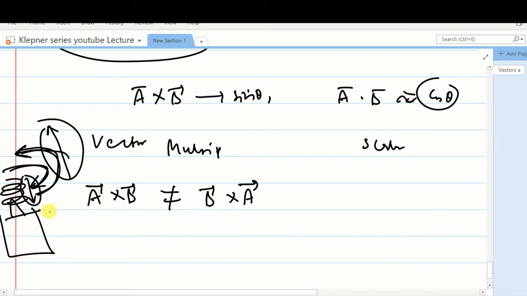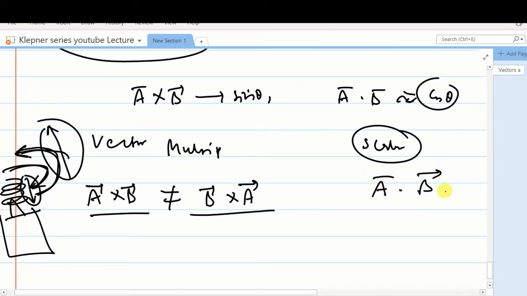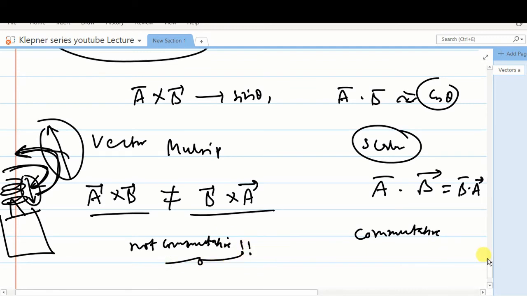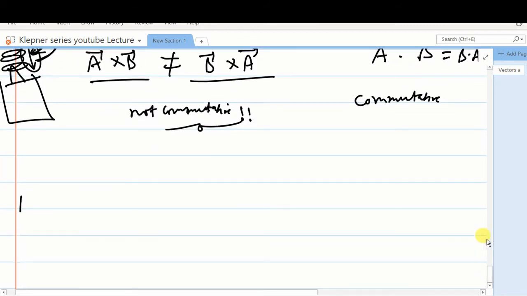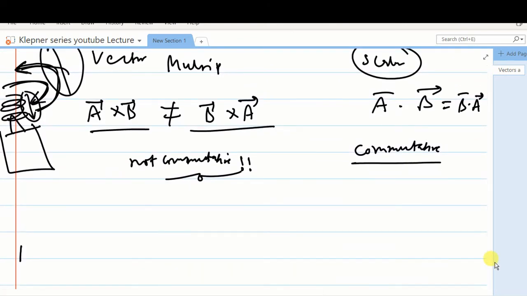Okay, so they are opposite to each other, therefore they are not the same. While in the scalar product, this produces only a number, so A dot B is equal to B dot A, therefore we say it is commutative, while this is not commutative. So this is the very interesting thing about vectors: a vector product is never commutative, while the scalar product is commutative.